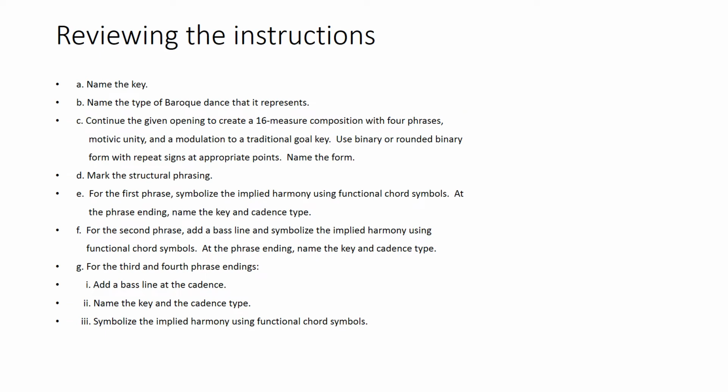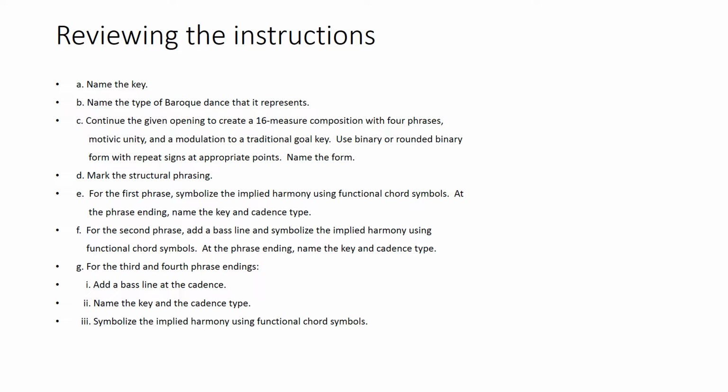Now let's take a moment to look at the instructions. Name the key, name the Baroque dance. Continue the opening, creating a 16-measure composition with 4 phrases, motivic unity, and a modulation to a traditional goal key. Use binary or rounded binary form with repeat signs at appropriate points.